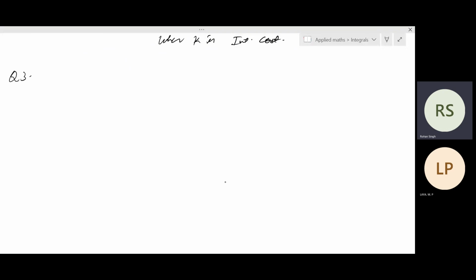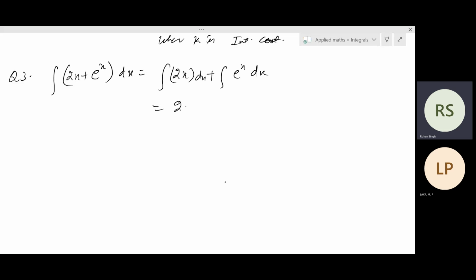Okay, let's do the third one. So we have integral of 2x plus e raised to the power x dx. This is the same as integral of 2x plus integral of e^x dx. And this is going to be 2x square by 2 plus e^x plus c. This will cancel out. You'll have x square plus e^x plus c. Second one also, we can just open the bracket and write this as x square minus 1 dx. Then this will become x cubed by 3 minus x plus c.